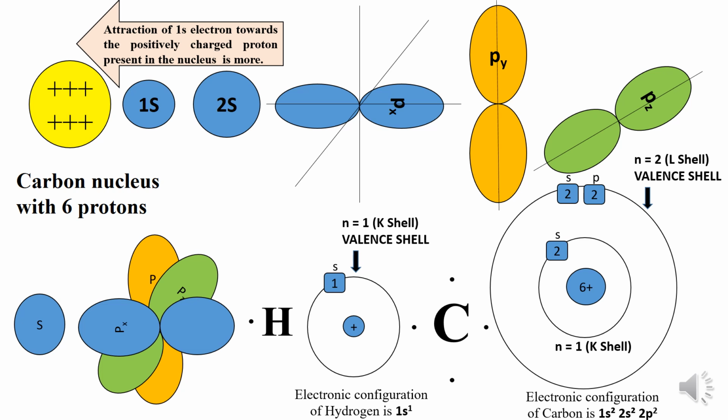So the key takeaway is that the attraction of the 1s electron towards the positively charged protons present in the nucleus is more as compared to that of 2p electrons. So this basic information will help you in understanding the characterization of IR spectra of alkanes, alkenes and alkynes.